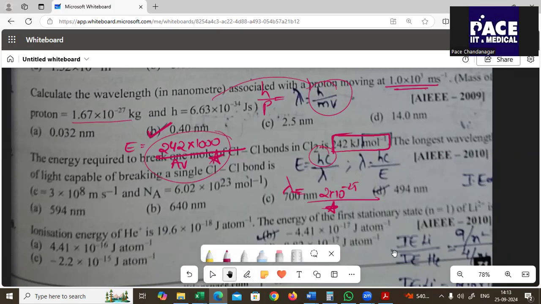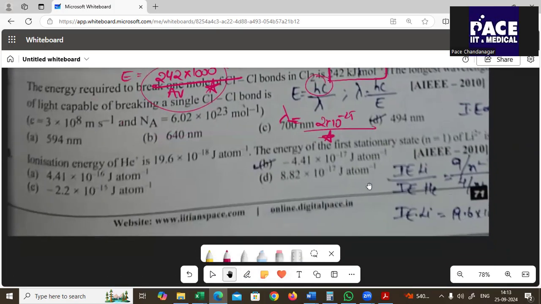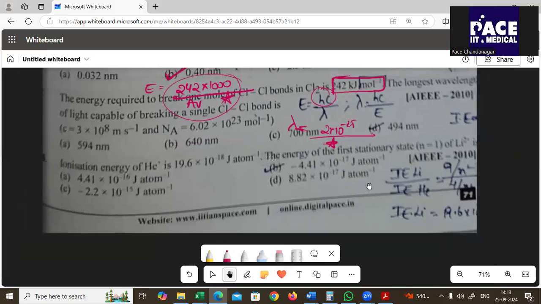Next, E is equal to hc by lambda. We know that E is equal to h nu or hc by lambda, whichever it is. Moving on with the next question. The ionization energy of helium is given to us as 19.6 into 10 to the power minus 18, and the energy of the first state of the lithium 2 plus ion is asked. So the ionization energy of helium is given to you. I would take the ratio of ionization of lithium to ionization of helium, since lithium is asked, take lithium as the numerator, no problem.